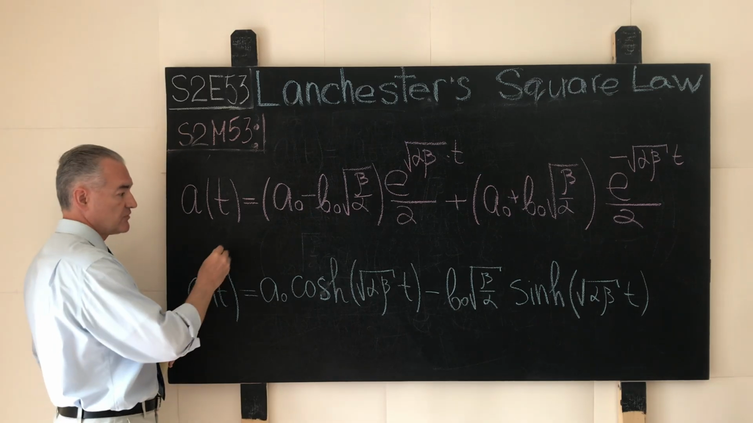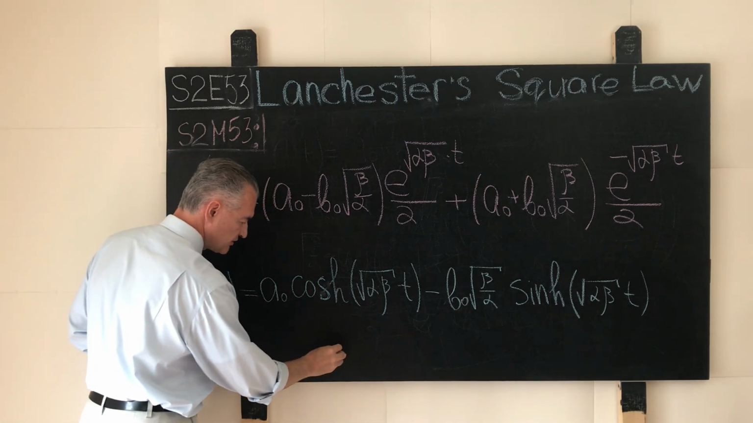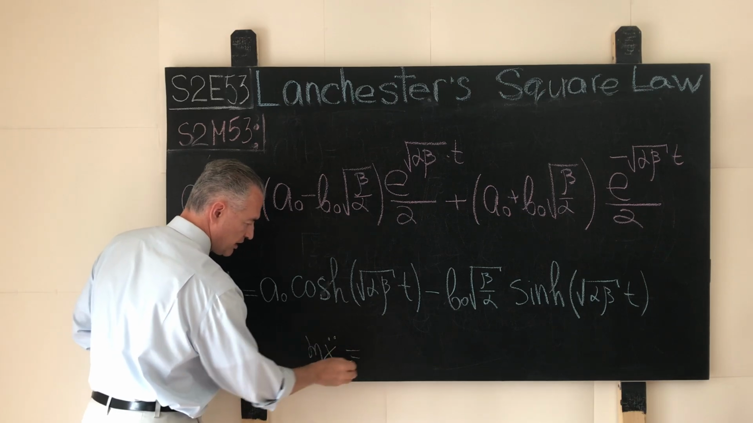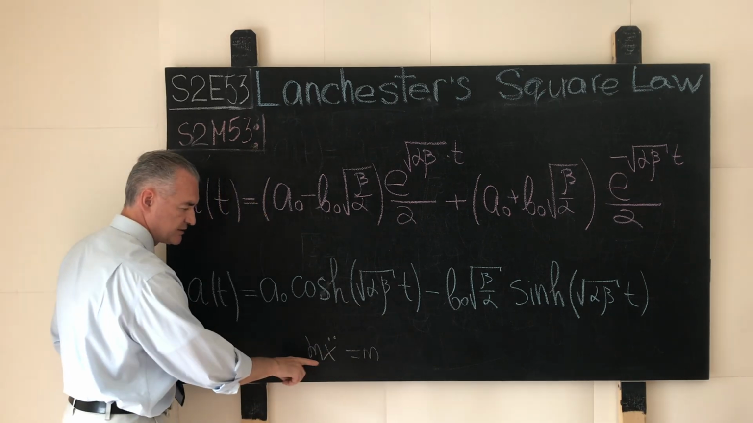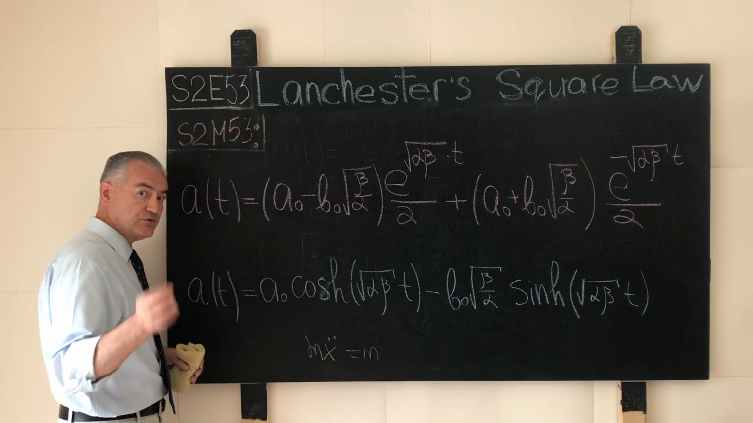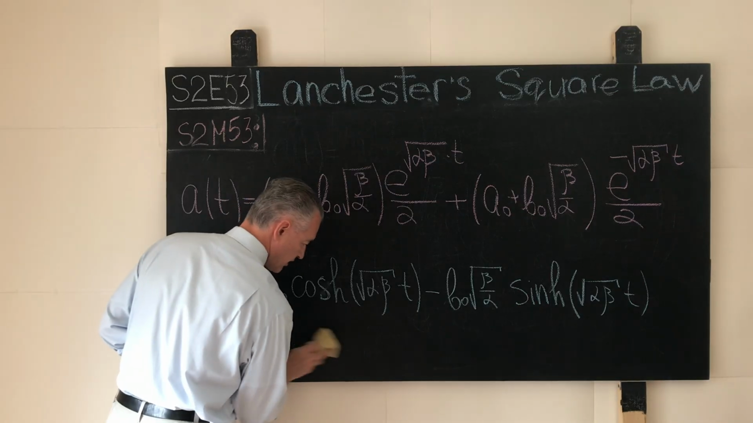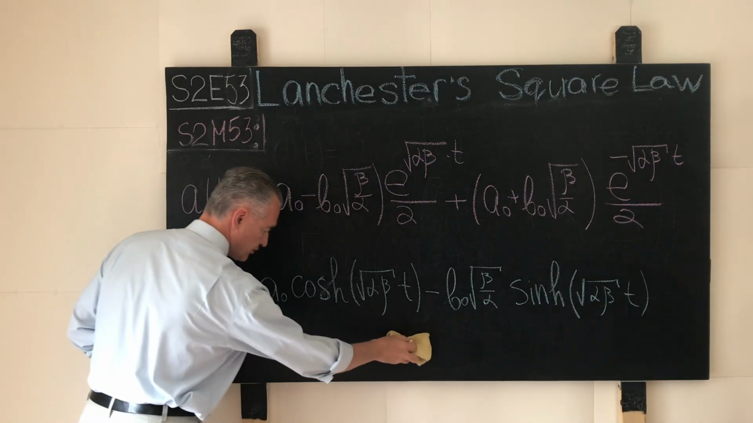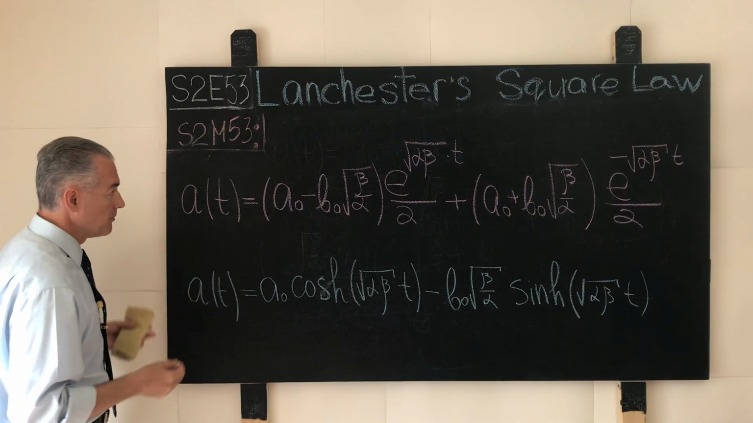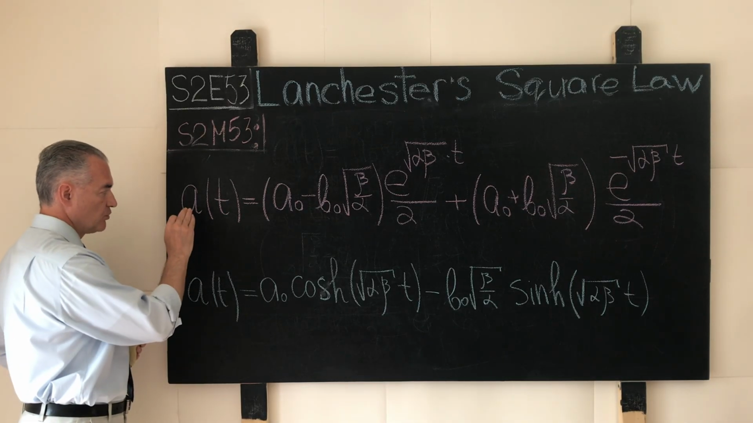So now we multiply by m on both sides. Mass times acceleration is what? Force. Go back to the second law of Newton. So we get our generalized force and so on and so on. We can cast this discussion in the language of physics. But for now, we are done with a of t.